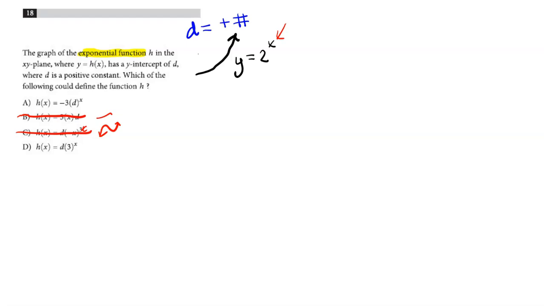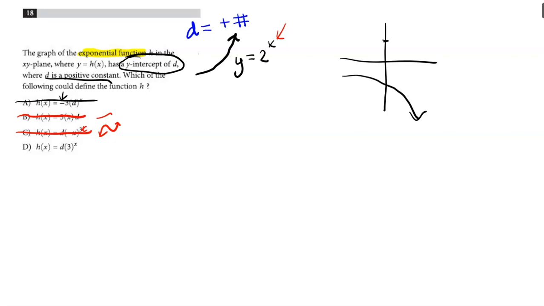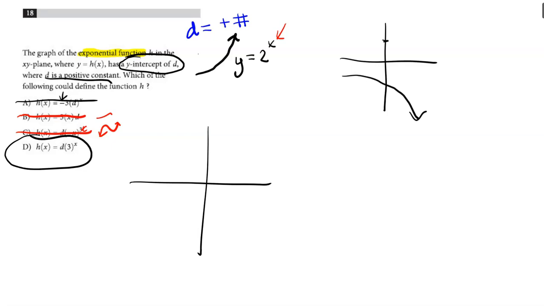So A and D. If you had it down to a 50-50, you're going to want to pick A or D here. The problem with A is you have a negative coefficient out in the front. That's going to make this thing come down instead of up. That would violate the fact that we have a y-intercept of D, and D has to be positive, which means it needs to cross up here. So you're going to be out. The correct answer here would be D. That one is going to give us a graph where regardless of what D is, it's going to go up this way, and D is going to be up here.